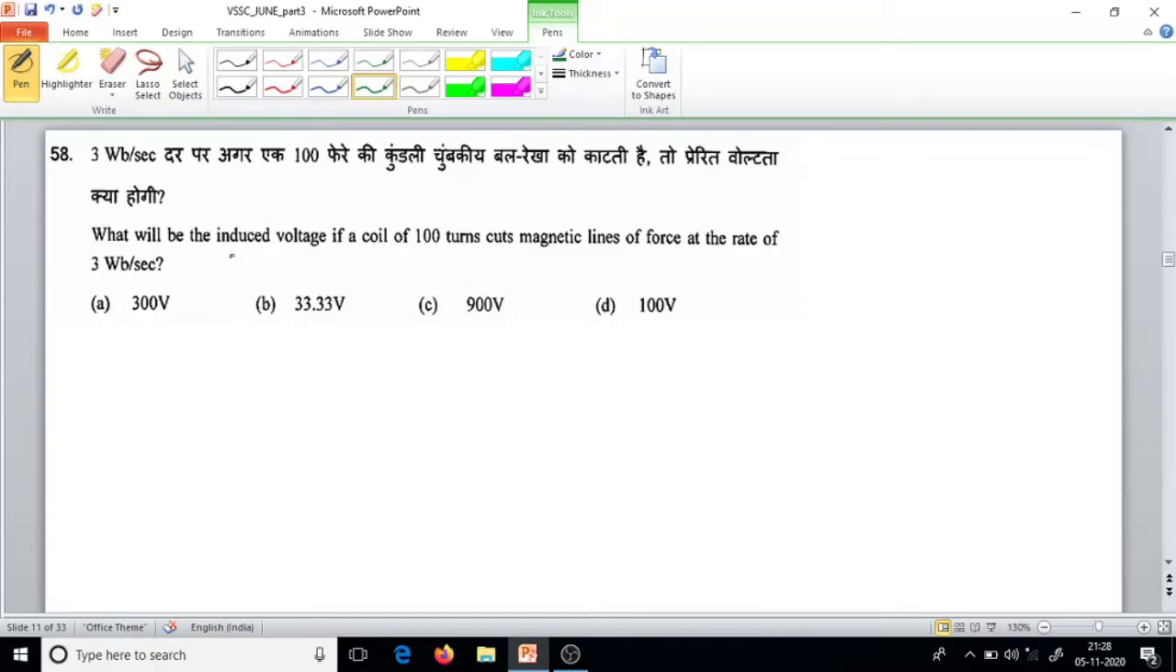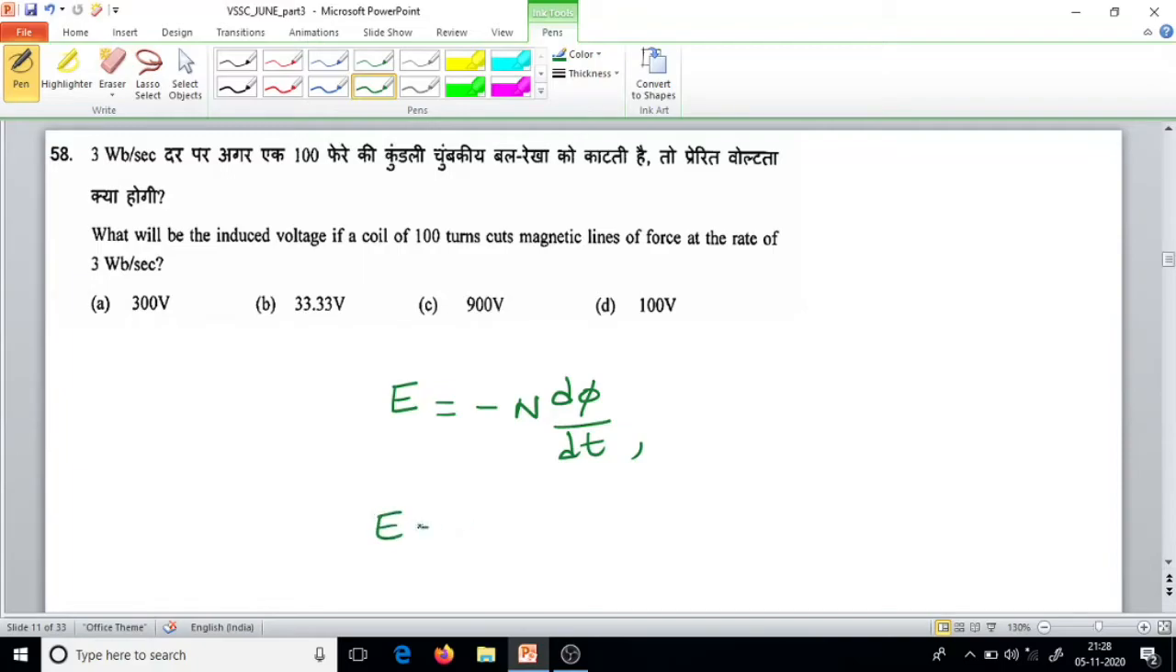Question number 58. What will be the induced voltage if a coil of 100 turns cuts magnetic lines of force at the rate of 3 Weber per second? Induced voltage. What is the equation for induced voltage? E equal to minus N d phi by dt. This is the equation for induced voltage.